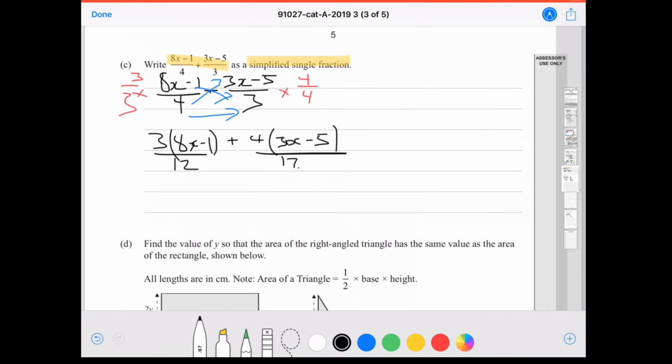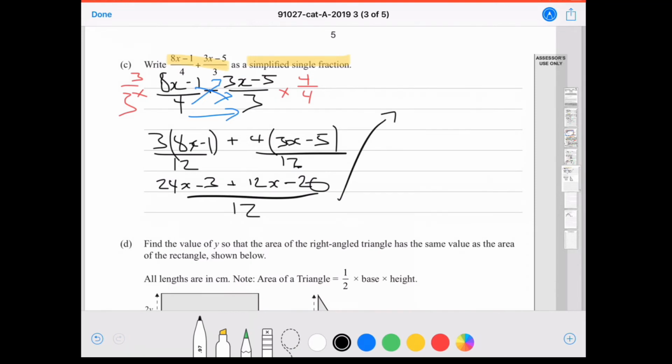It's your classic fractions rules. If you've got the same denominator, you can combine them into one fraction. And at the same time, let's expand these brackets. So 3 times 8x is 24x minus 3, plus 4 times 3x is 12x minus 20. And this is all over 12.